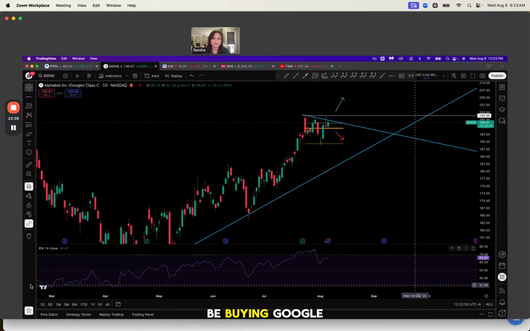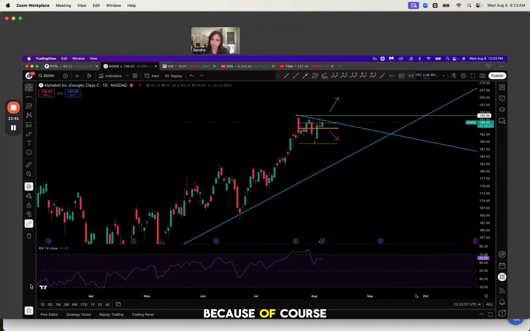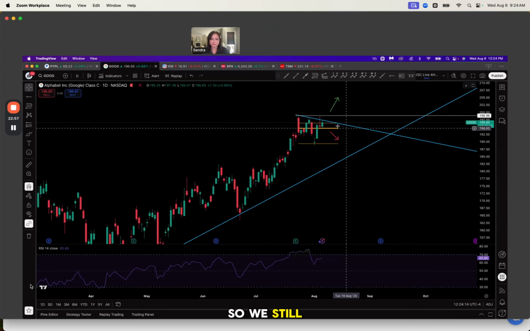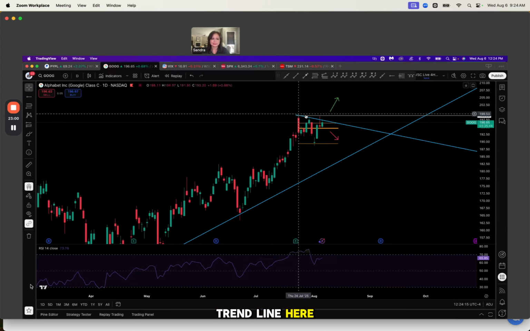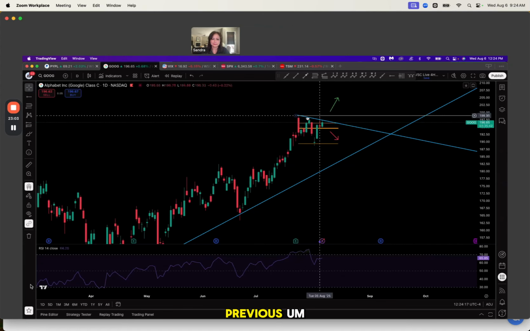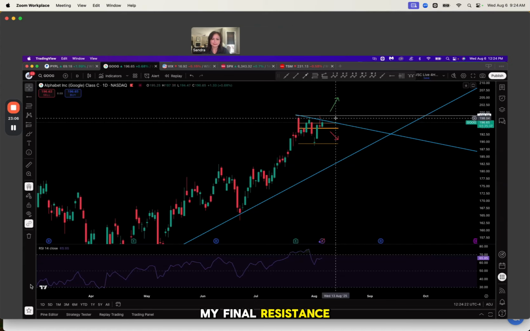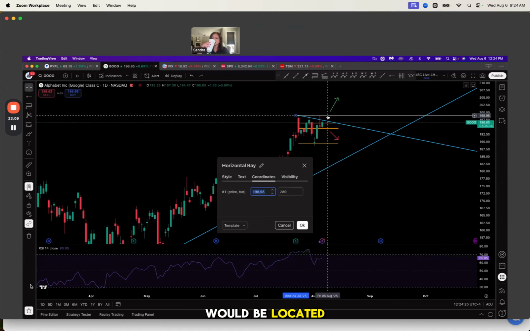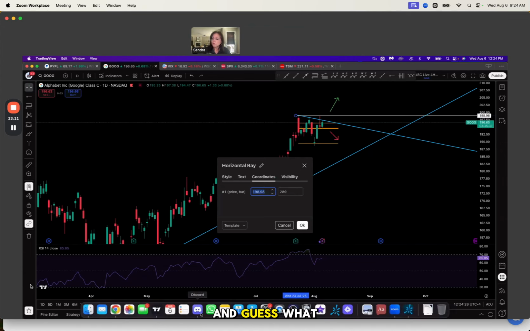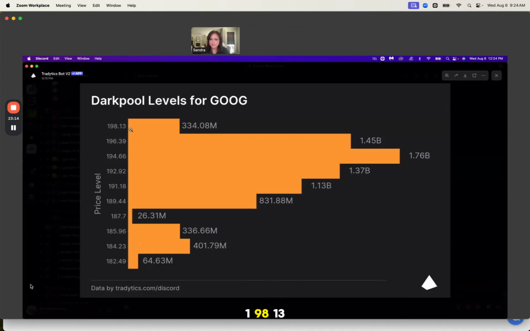Now, I wouldn't be buying Google stock just yet, because of course dark pool confirmation is an additional tool. We're not going to just blindly trade based on dark pool. What we want is to use dark pool as an additional confirmation tool for our own technical analysis, for our own charts. So we still have a resistance trend line here with also a previous horizontal here. So my final resistance would be located at 198.98. And guess what? I do think 198.13 matters too, but still it's not that big to include it.